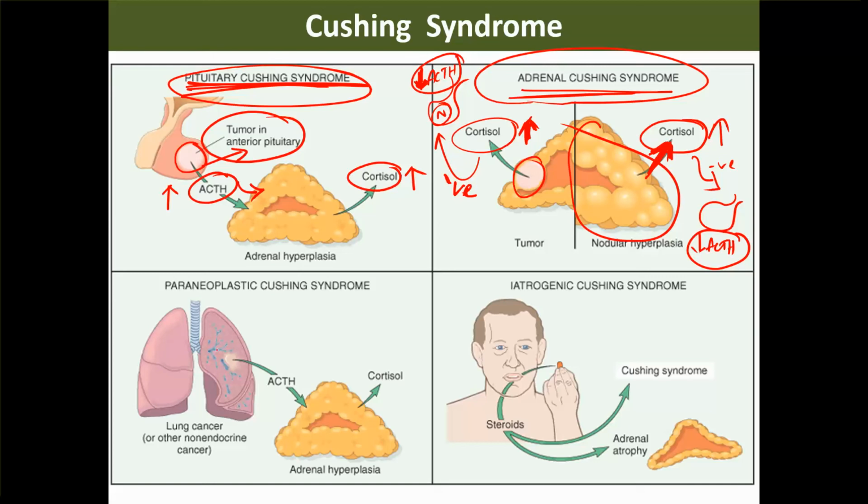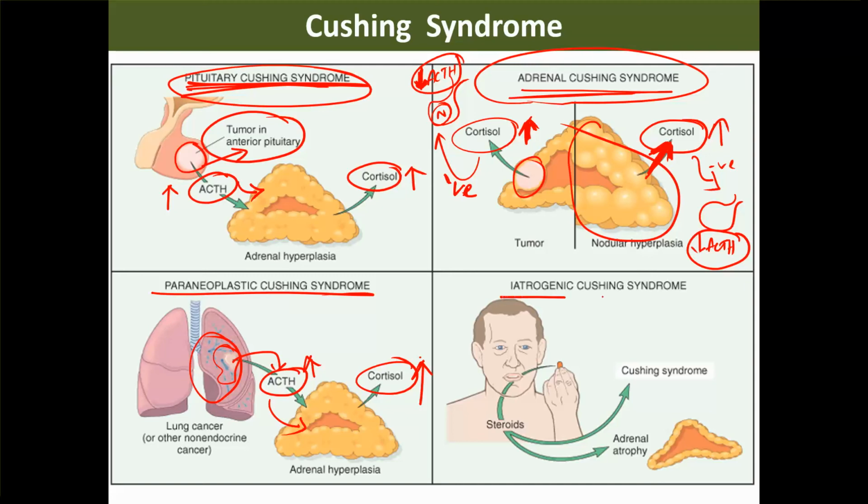Now you all should know lung tumors are very notorious. They can secrete any kind of hormone. If they secrete ACTH, then they will stimulate the cortisol here, and that will produce Cushing syndrome. There is increased cortisol, and there is increased ACTH due to the lung cancer. So it is called paraneoplastic Cushing syndrome.